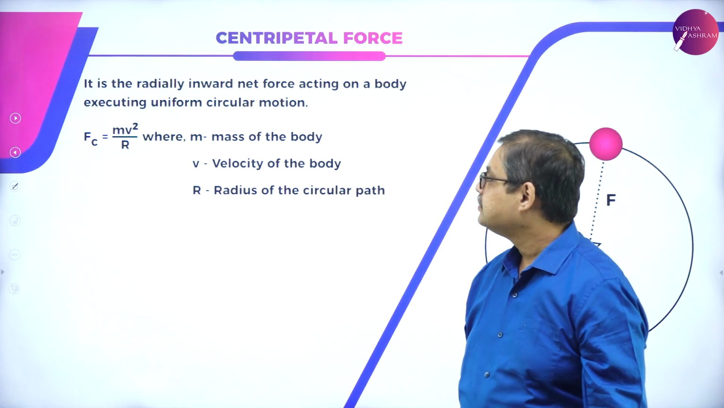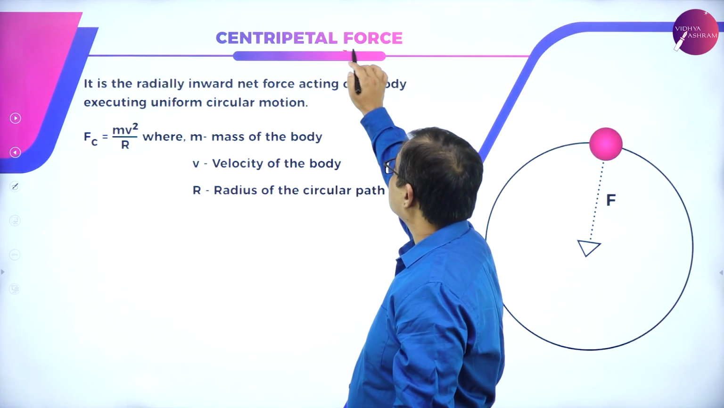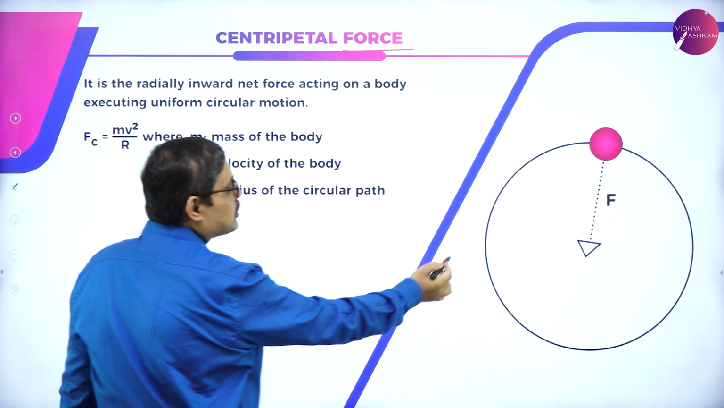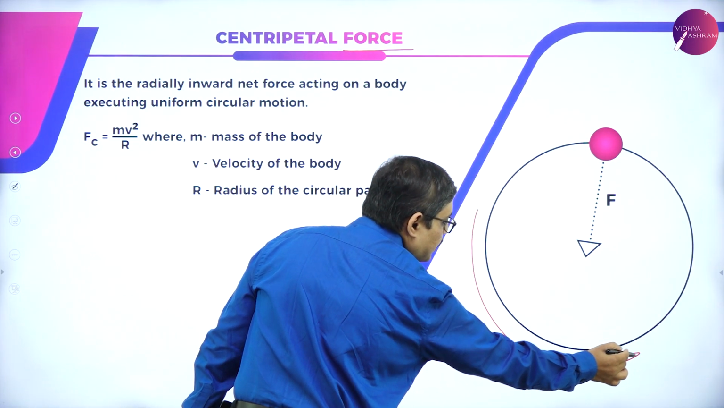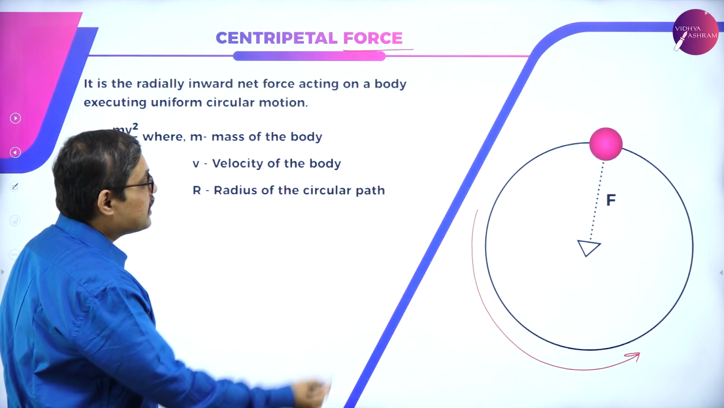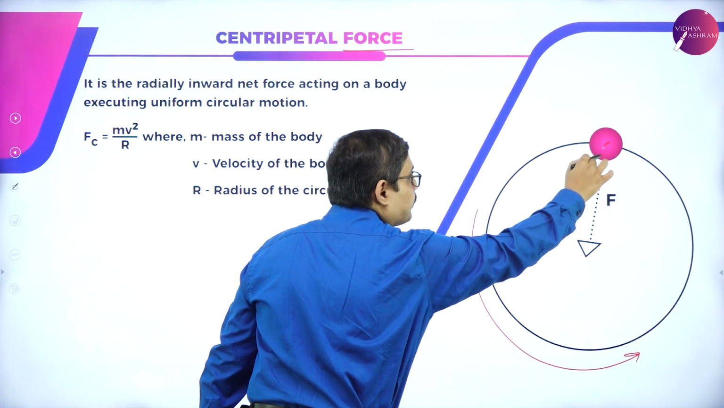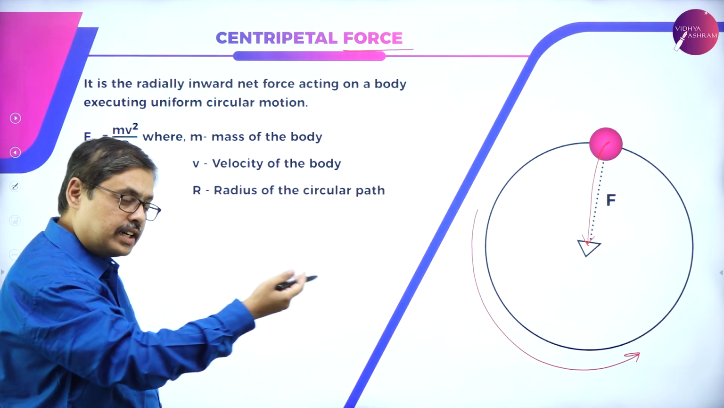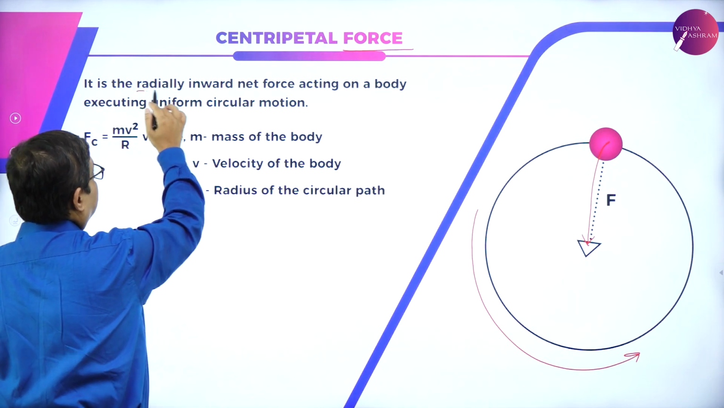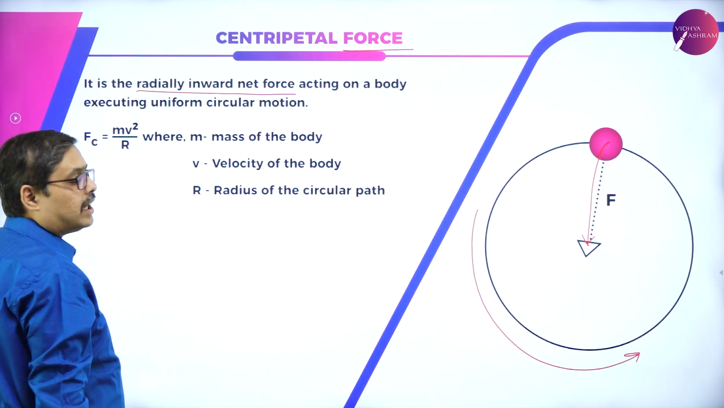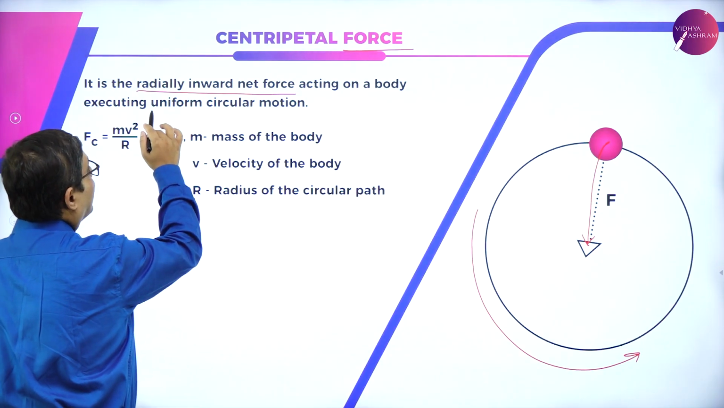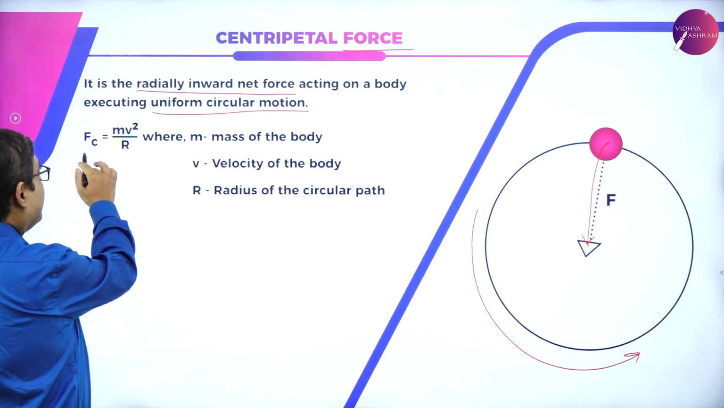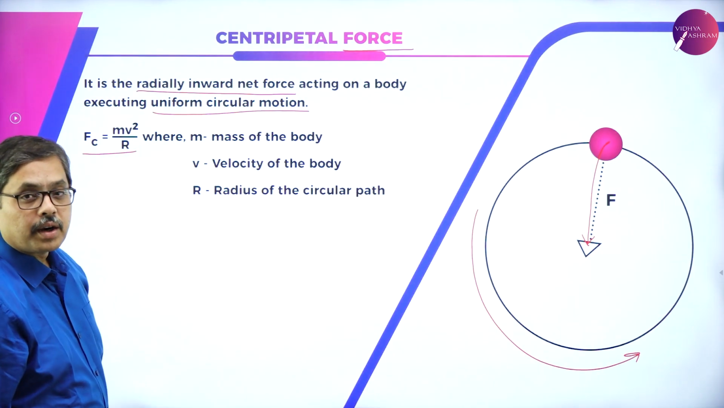Let us go ahead. What is centripetal force? It is the radially inward force. Suppose a body is moving along a circular path. It is acting radially towards the center of that circular path. Radially inward force acting on a body which is executing a uniform circular motion. What is it given by? It is given by Fc is equal to mv squared by r.